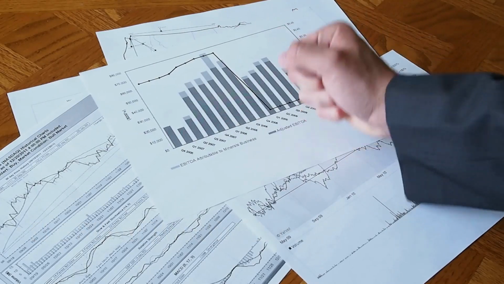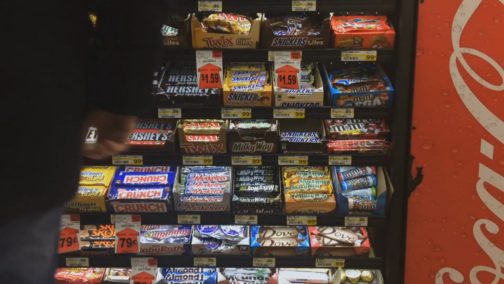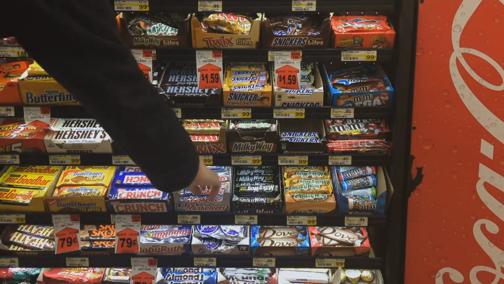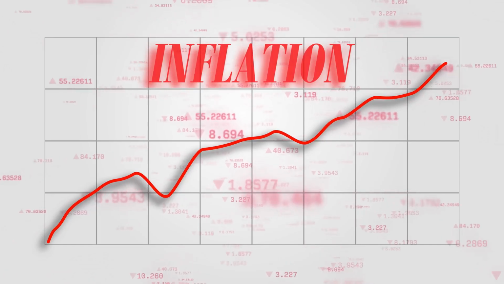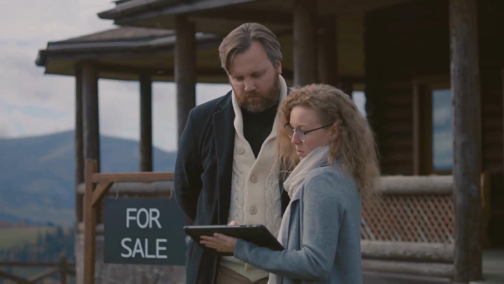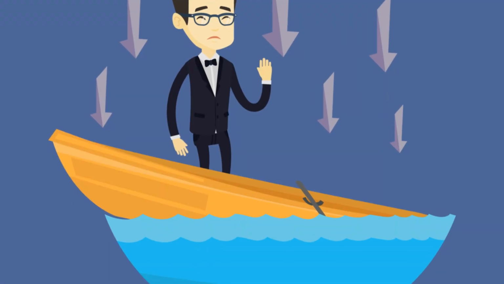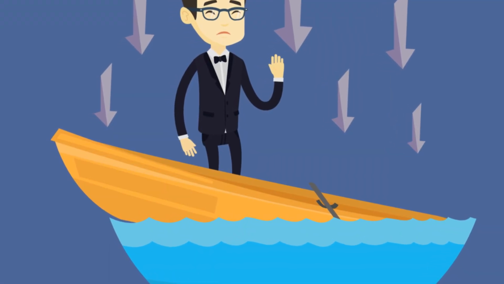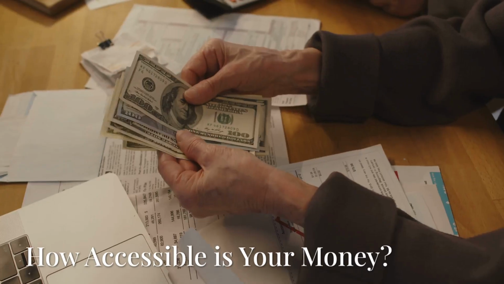Chapter 4. Inflation, the silent wealth killer. Remember when that candy bar was only 50 cents? Yeah, me too. That's inflation at work. Inflation is the rate at which prices for goods and services increase over time. In other words, your money buys less over time. So, how do you protect your hard-earned cash from inflation? By investing your money in assets that have historically outpaced inflation, like real estate or stocks. Think of it this way. If inflation is like a leak in your financial boat, investing is like using a bucket to bail out the water and stay afloat.